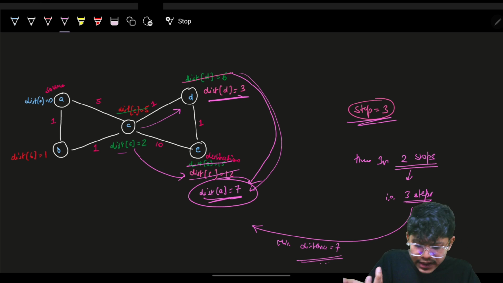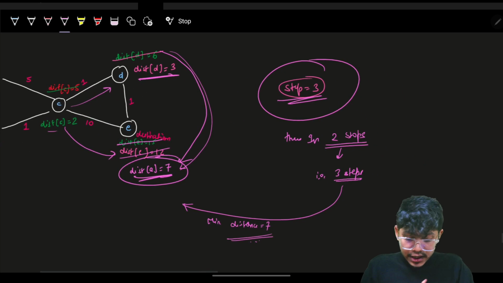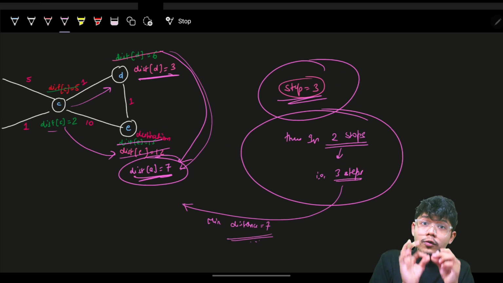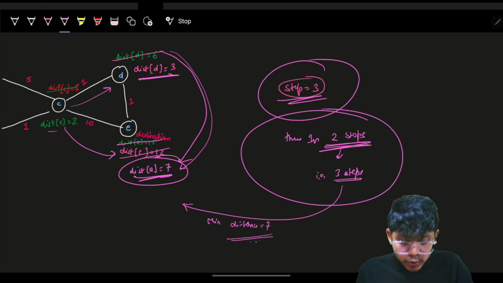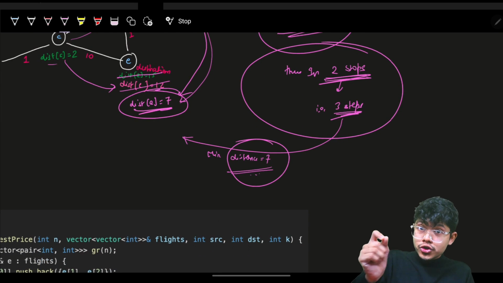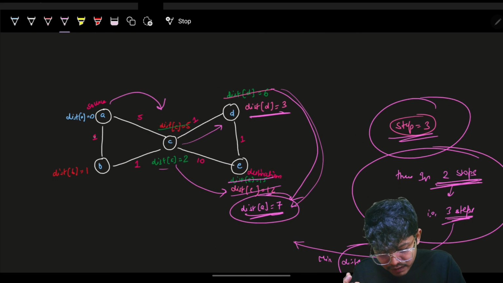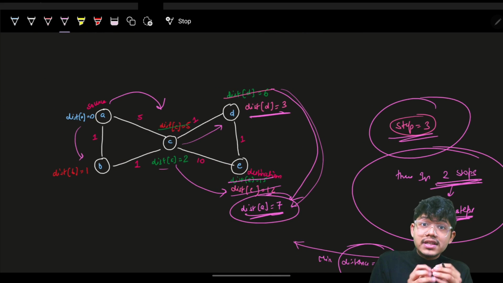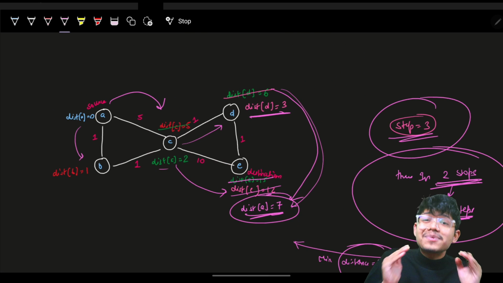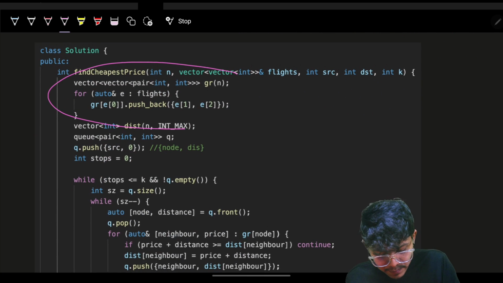And ultimately you have done 3 steps, don't go more than this. You will try and do for 3 steps only because your stops were 2, so try for 3 steps only and ultimately return the minimum distance. So the only change is that no matter what, you will do level wise traversal, but you will do that traversal until all your steps are exhausted, which means you will try for all these steps. So the graph remains exactly the same.